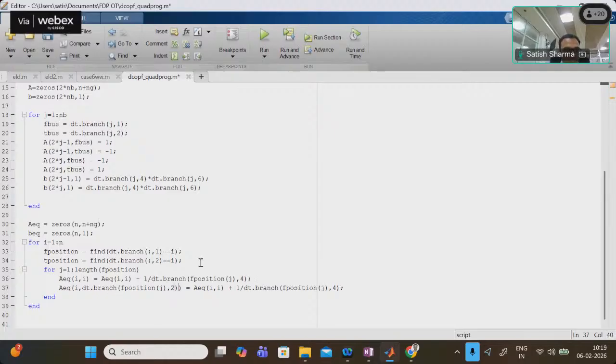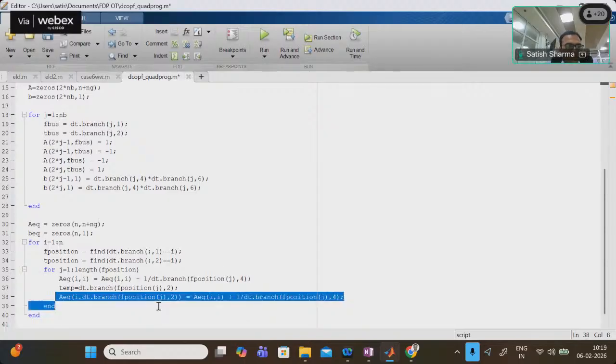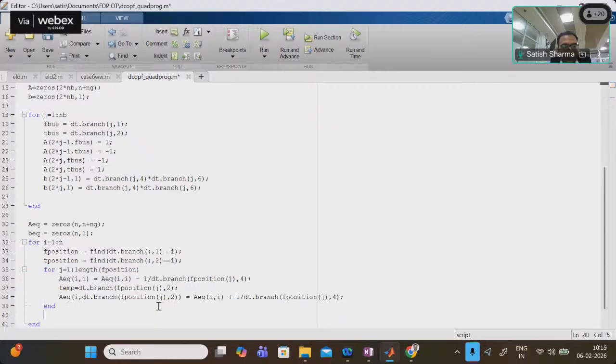Okay, so let's see. Initially, instead of using this, I will put a temporary variable, just from the correction point of view, to check whether we are doing it right or wrong. Okay, so this is it. Then I will apply the same loop for the t position as well. Control C, and enter.